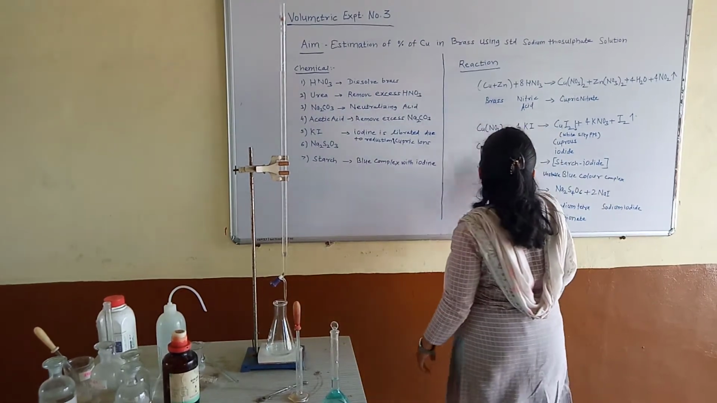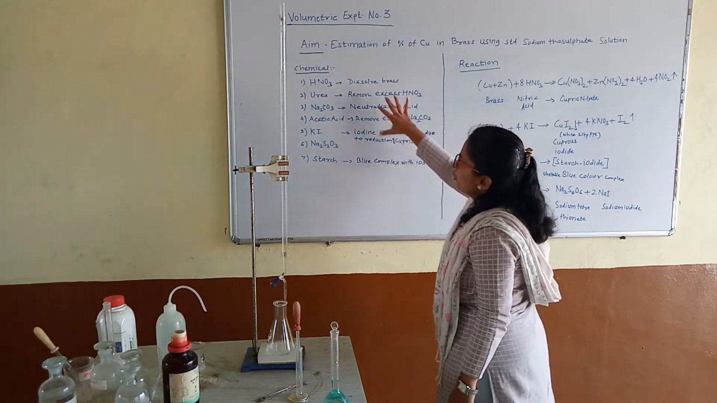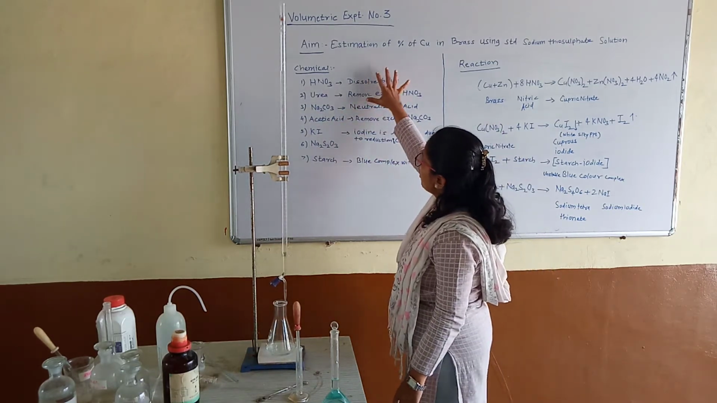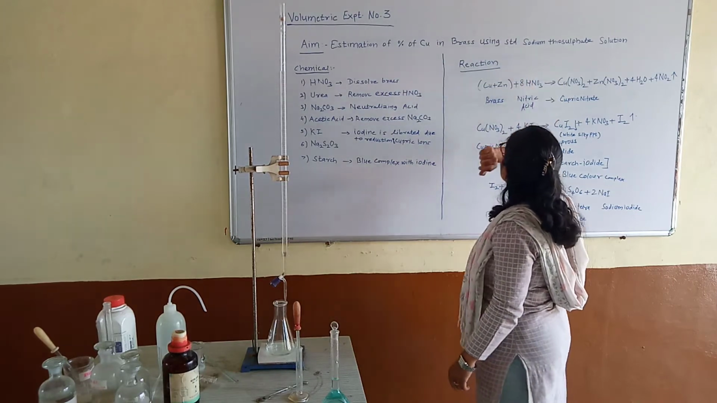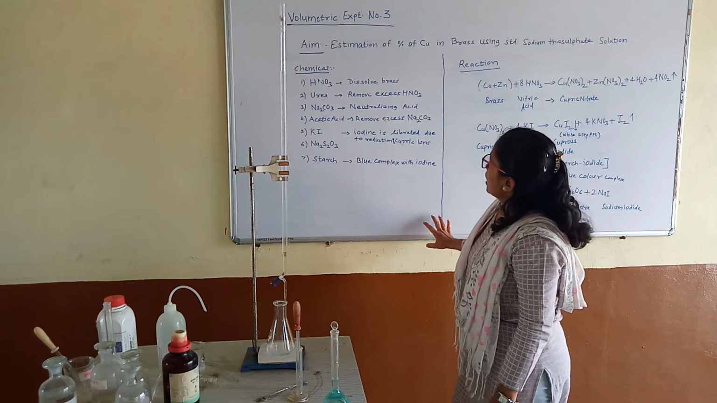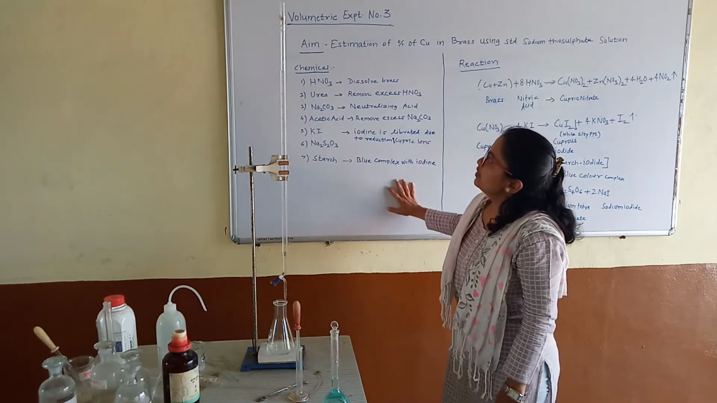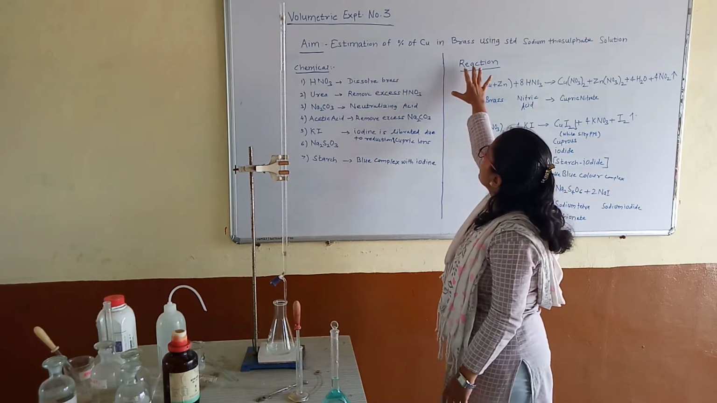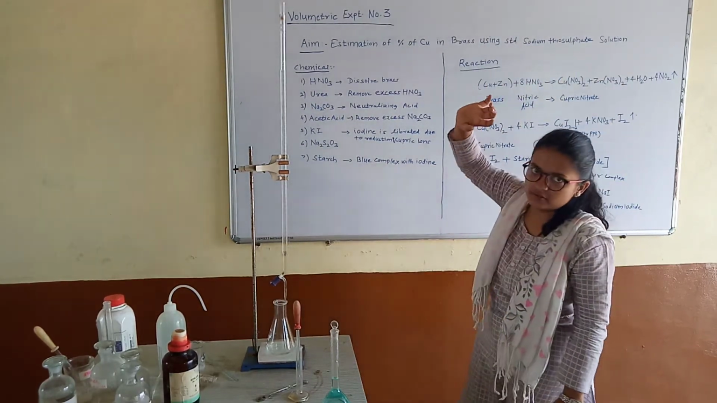These are the reactions, and these are the chemicals. According to this, you have to add these chemicals one by one, and you get the percentage of copper in the brass by using this sodium thiosulfate solution. After this, how do we do the procedure for the estimation of copper in brass by using this standard thiosulfate solution?